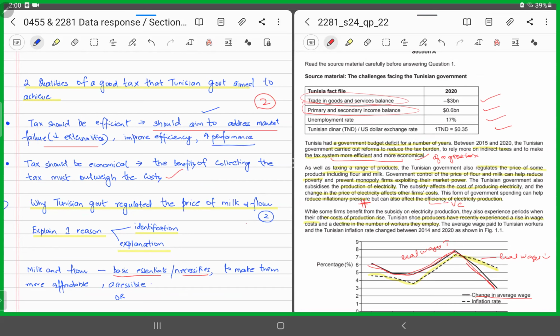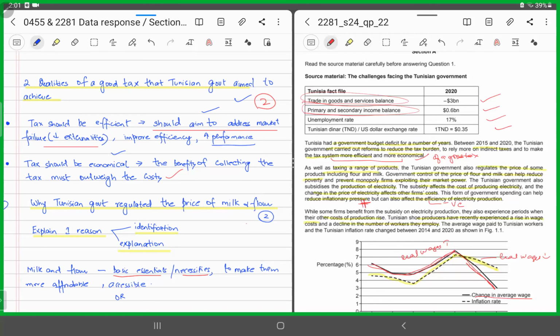B, the tax should also be economical. What does that mean? It means that the cost of collecting the tax must be lesser than the intended benefits it aims to collect from those taxes. This means that the benefits of collecting the tax must outweigh the cost of collecting the tax, right? This way it should be economical. So you need to identify those 2 good qualities of a tax and explain them in a line. And so you will be able to attain full 2 marks for this part B.